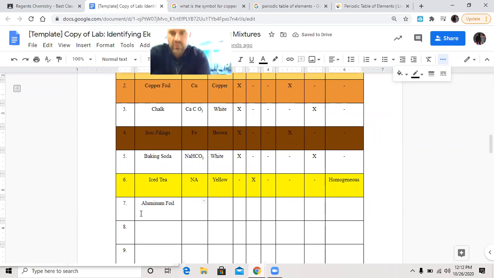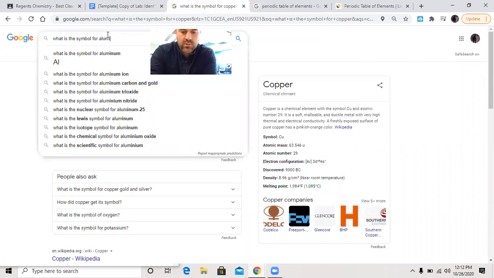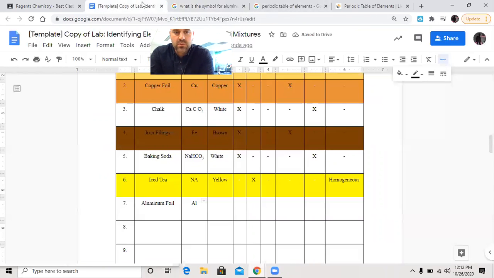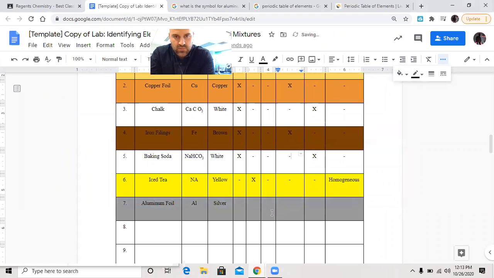What's the symbol or formula for aluminum foil? Yeah, Al. Aluminum is Al. If you don't know that, you could pull it up and say, what's the symbol for aluminum? Al. There it is. Color, I'm going with silver. You don't have to put the colors in here for the background. I'm doing it to give you guys a little bit more time if you need it.